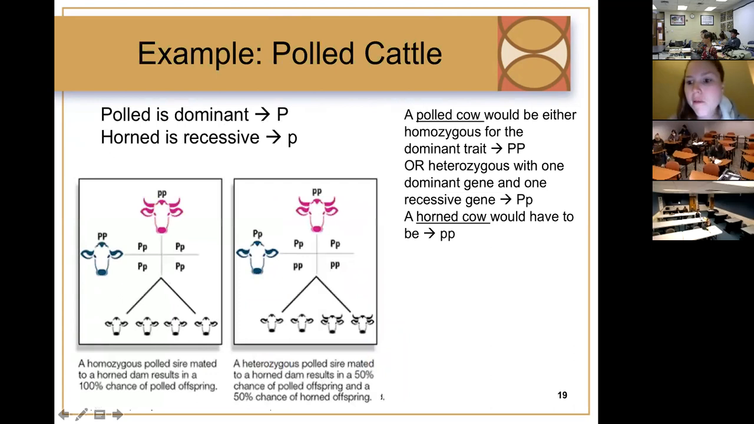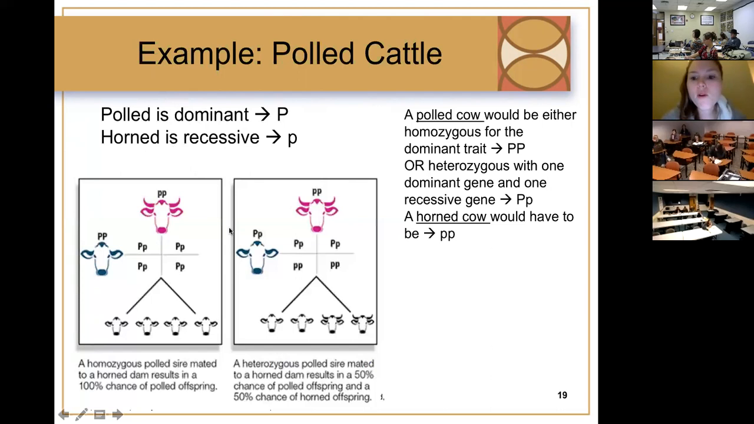So this would be an example of polled cattle. Does anybody remember what polled means from the first section? It's like dehorned, isn't it? Dehorned, right. So they don't have horns. We're going to use this example to show you how you can use the Punnett square, based on the parents, to determine the chances that the offspring are going to have horns or not have horns. For this example, let's say that polled is the dominant trait. So polled is going to be a capital P because that's dominant. And then the horned trait is recessive, so we're going to denote that with a little p.